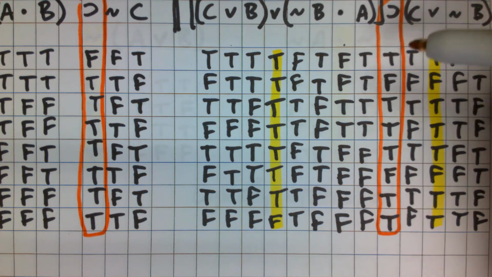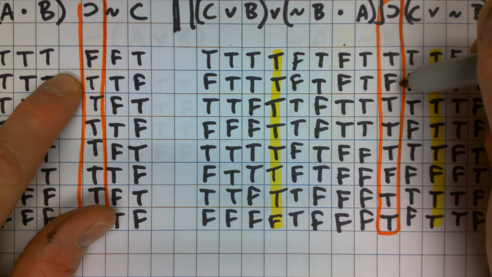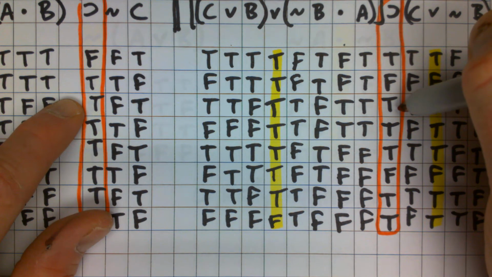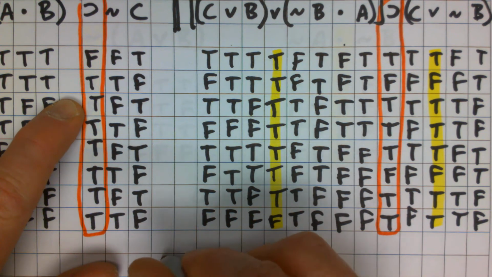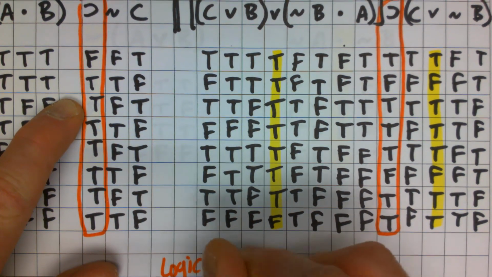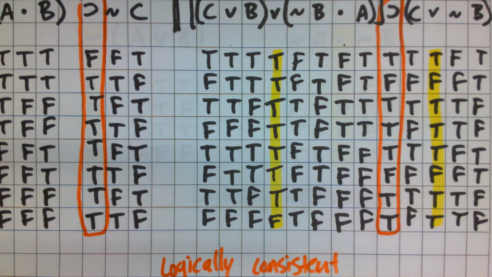Are they logically contradictory? Well, on line 1, they do contradict each other. On line 2, they do contradict each other. But on line 3, they do not, because they're both true. So what that means, there is a line on which both are true, and since they're not logically equivalent, I would say they are logically consistent. There's a world in which both propositions could be true.